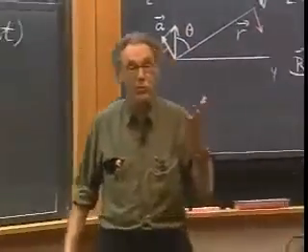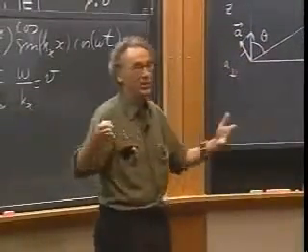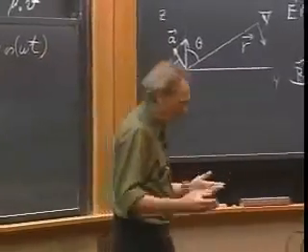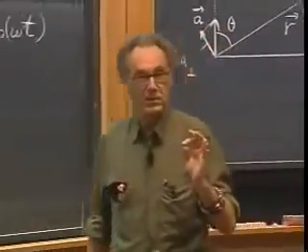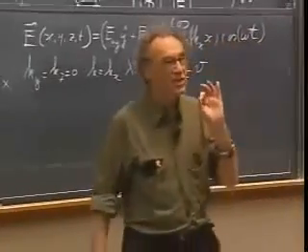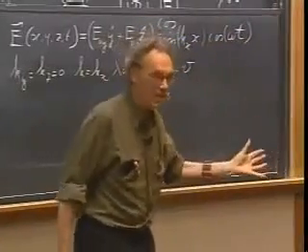And the same is true for the B vector, because the B and the E vector are always married to each other, so they get the same sine theta. So the Poynting vector is now going to be proportional to sine squared theta, because you have an E and you have a B.